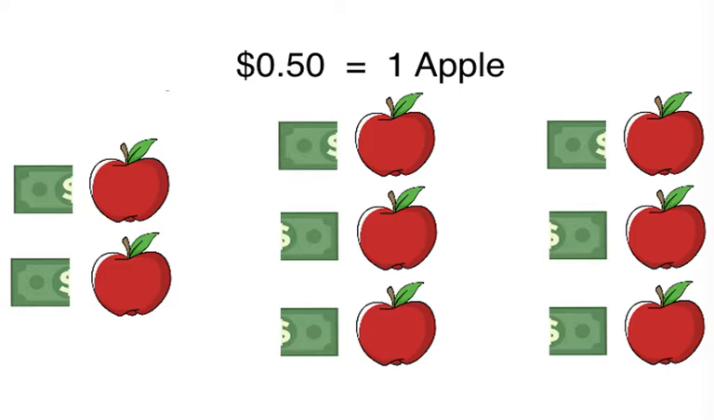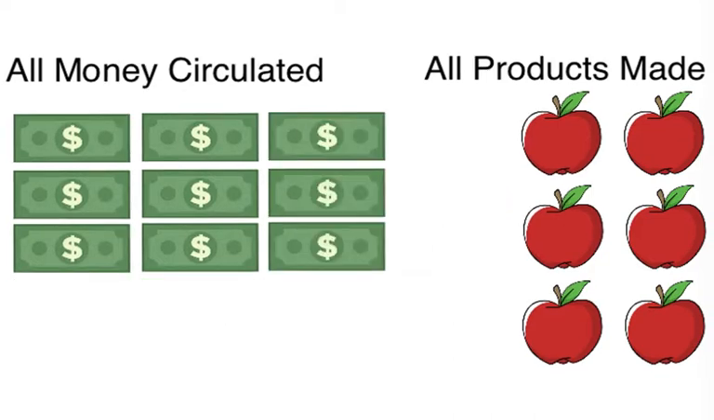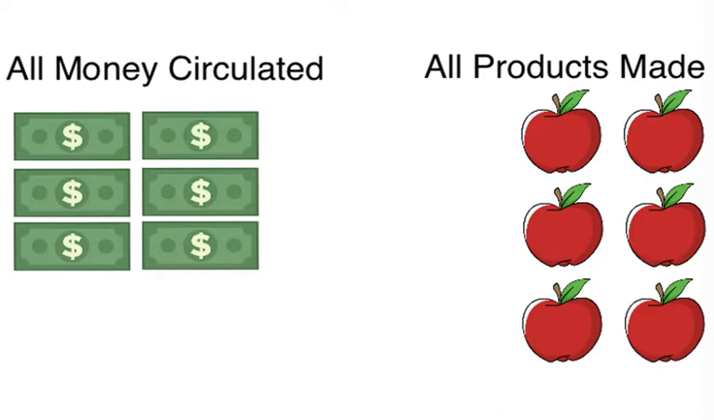Okay, so long story short, if the amount of product increases faster than the amount of money circulated, prices will fall. If the amount of money increases faster than the amount of products, then the price of the products will increase. If they are both increasing at the exact same rate, then the price remains the same. There is no inflation.